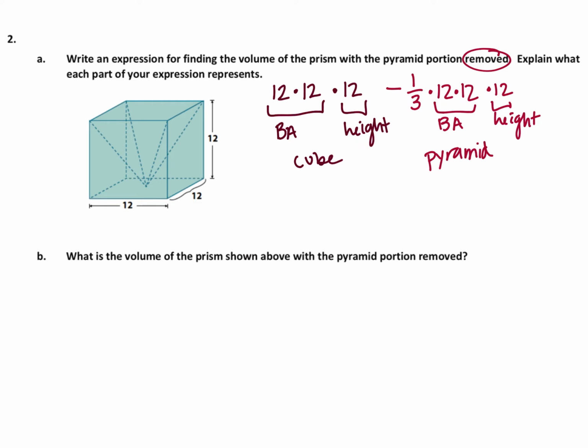Then in part B, it says, what is the volume of the prism shown with the pyramid portion removed? We are going to multiply 12 times 12 times 12, which is 1,728. And then we're going to subtract 1/3 of 12 times 12 times 12, which is also 1,728. We can take 1/3 of that number by dividing by 3, and we will get 576.